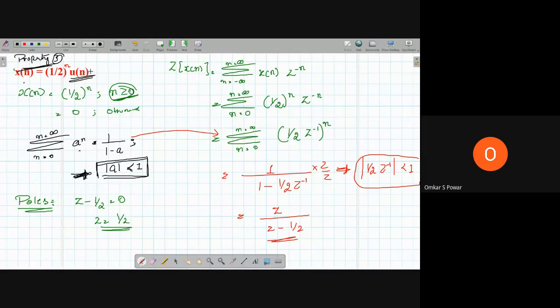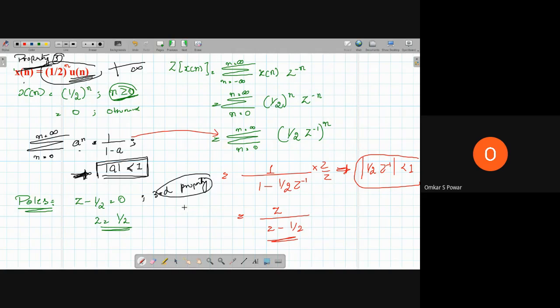Your time sequence is infinite because you have u of n there, and it is positive. The ROC is right sided. So that is, the ROC lies outside the outermost pole. So we have to use the third property here. According to that third property of ROC, if your time sequence is infinite because it is u of n and it is right sided, your ROC lies outside the outermost pole.